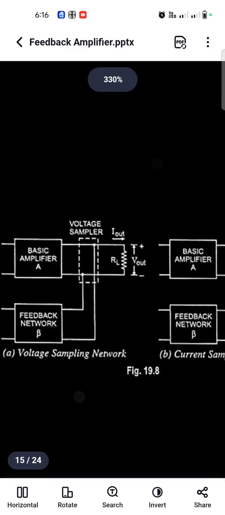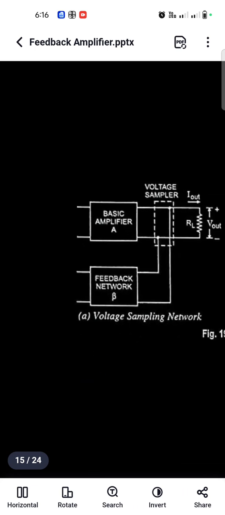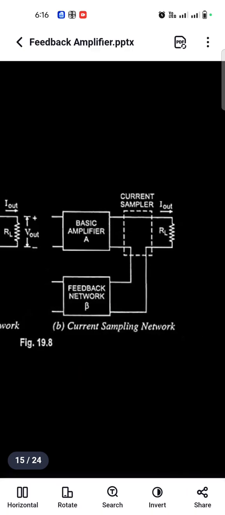See the diagram here. This is the voltage sampling, right? We are focusing on the output side, because the sampling network is placed at the output of the amplifier. It may be a voltage sampler or a current sampler. If it is a voltage sampler, we connect the feedback network as a shunt connection. See this current sampler, it is connected through a series connection. Based upon the connection, the sampling network is differentiated.